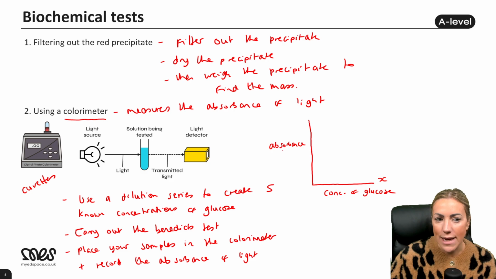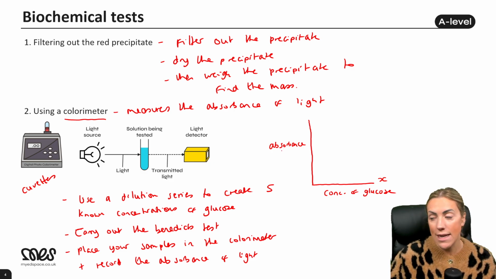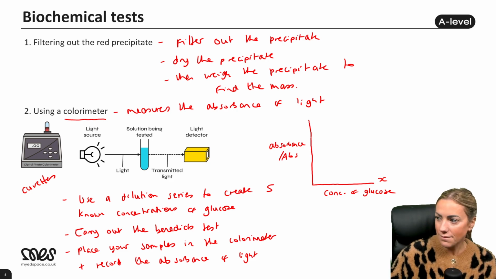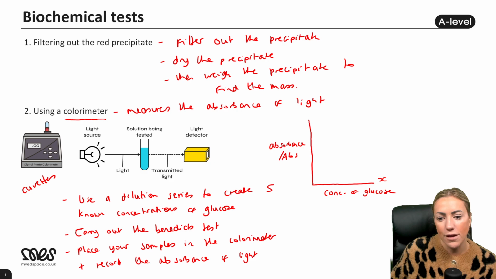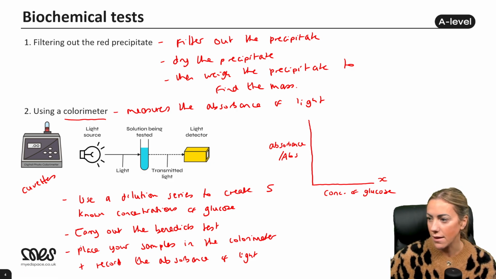Obviously, you'd put your units. So concentration of glucose, it might be percentage, it might be moles per decimeter cubed. Absorbance, it might just be arbitrary units. You can look on your colorimeter. It might be measured in what we call absorbance units. So you can put that onto your y-axis. And then we can actually plot our calibration curve. And you should end up with something that looks kind of like this.